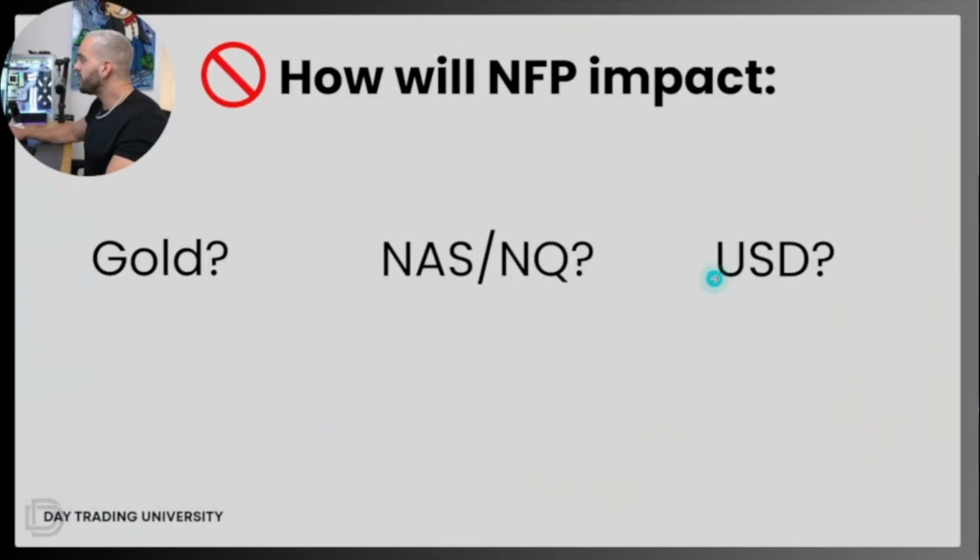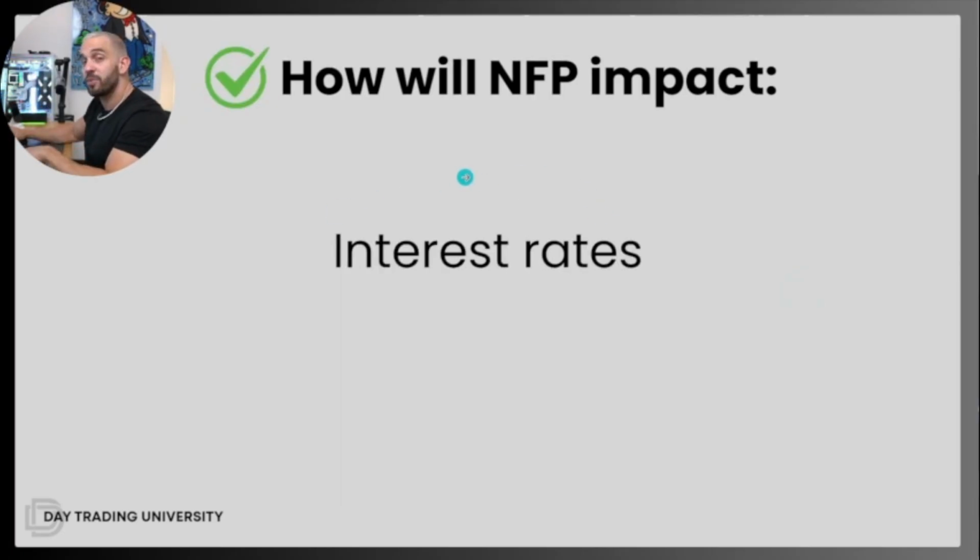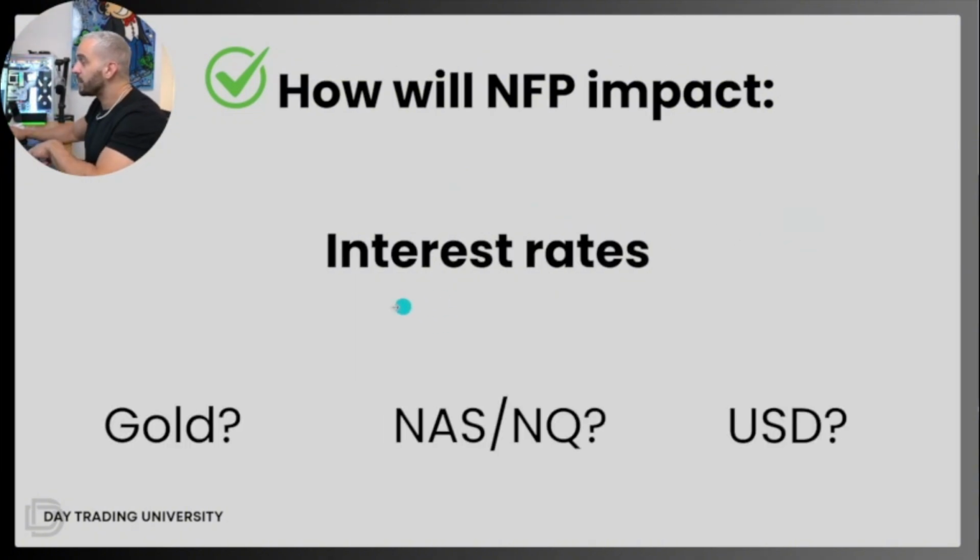The Federal Reserve likes to give us hints, which is nice because in these speeches, they tell us what they're looking for in the data, and based on when that data comes out, what they're going to do with interest rates. So the question that you want to ask yourself isn't how will NFP impact gold, NASDAQ, or NQ, or US dollar. The question is, how will NFP impact interest rates? And then, how will interest rates impact gold, NAS, or US dollar?